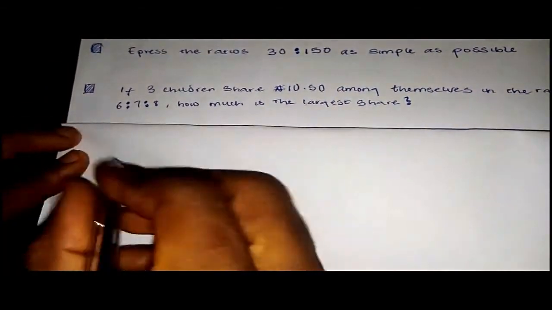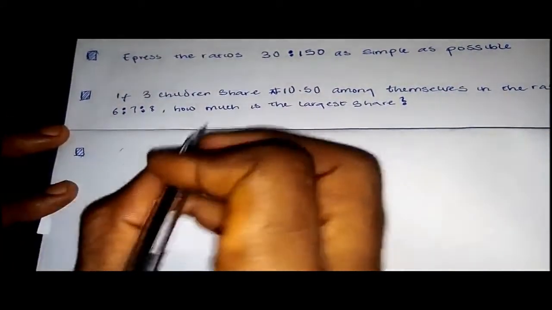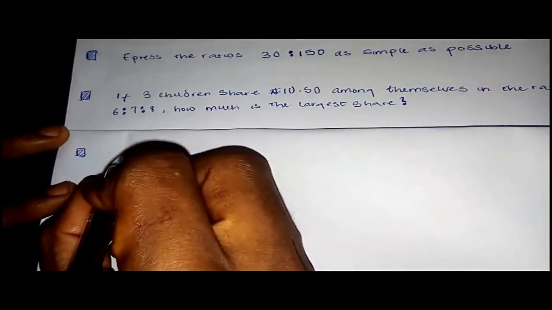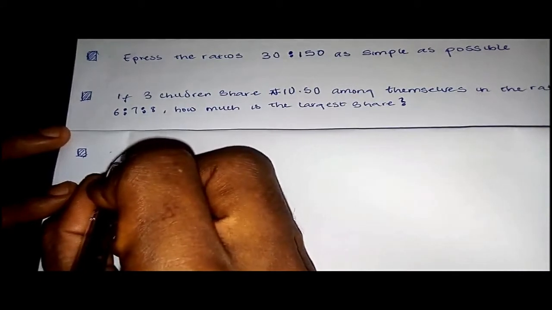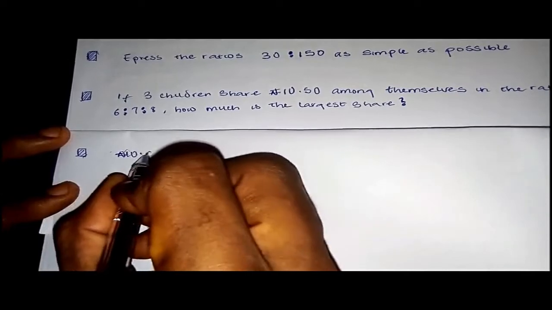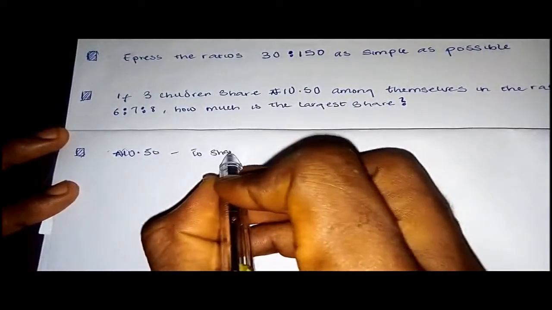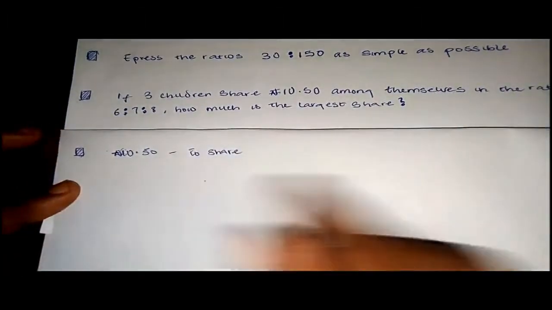Okay, we have 3 children. So for this, we have 3 children, and this is what they are going to share. They're sharing 10,50 in colour, and you can just say 10.50, but this is what they're going to share among themselves.